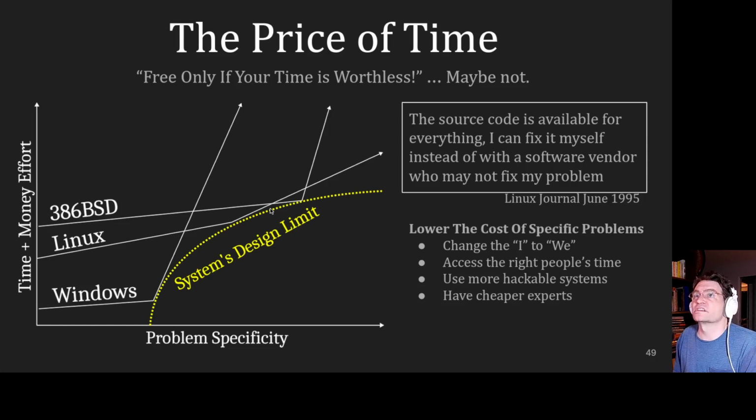So the idea here is, in order to lower the cost of specific problems, you have to have all of these things. You have to have more hackable systems such as Linux, and cheap experts, which was possible because Linux was done by college kids. BSD was done by people already working, professionals, the Bill Joys and the Jolitzes, people that went to college in the 70s. And you need to change the I to we, which you could do with Usenet by saying, we have this problem as opposed to I have this problem.